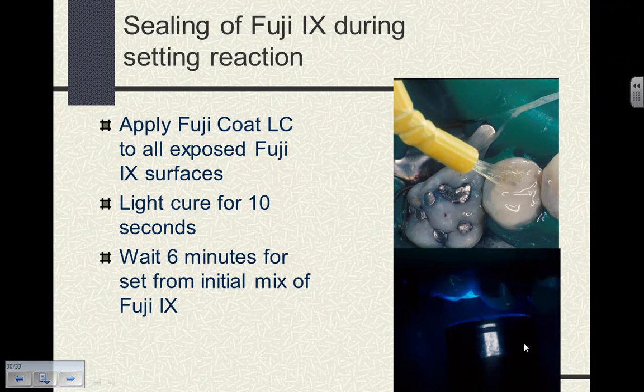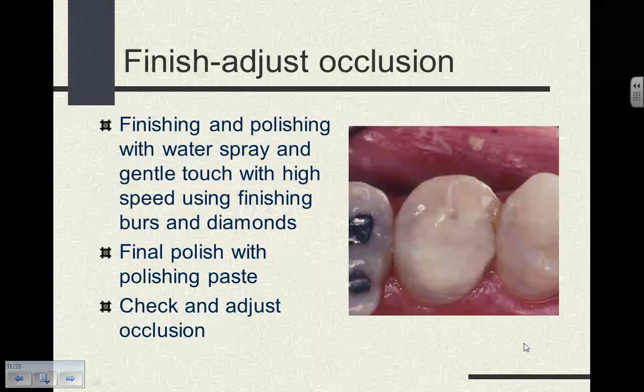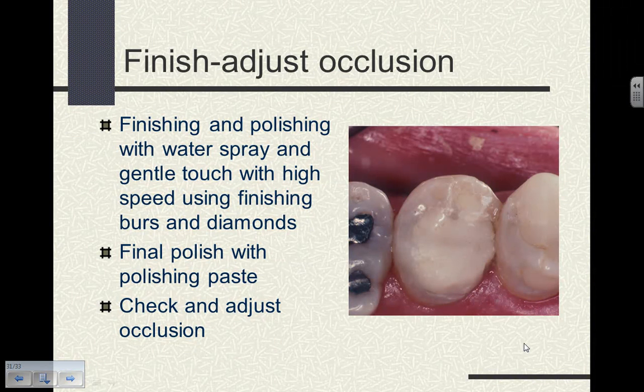After you've contoured it, you cover it with Fuji Coat LC, light cure it for 10 seconds. Wait 6 minutes from the initial mix for complete set. Take off your dam, adjust the occlusion, finish it, polish it with polishing paste, cover it again with Fuji Coat LC, and light cure it, and you can dismiss the patient and schedule them for an appointment for a definitive restoration.